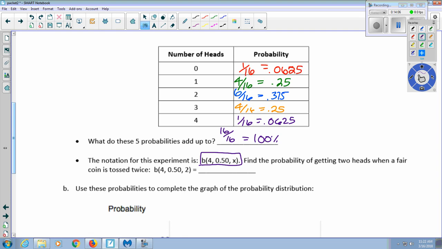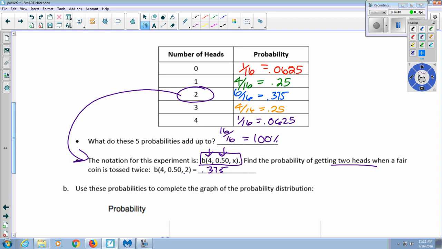The notation for this experiment using our binomial notation is given here. B is for talking about the fixed number of trials. 0.5 is the probability of success, and X is the number of heads we're interested in knowing about. So if we're interested in knowing about the probability of getting 2 heads, we would put 2 in for X. And that we can read off of our table up here. So that's this scenario, right? And that is 0.375. Okay, so that's using the sample space method to find the probability.